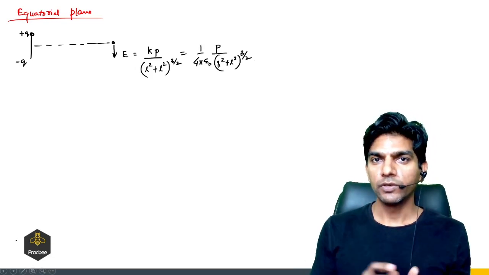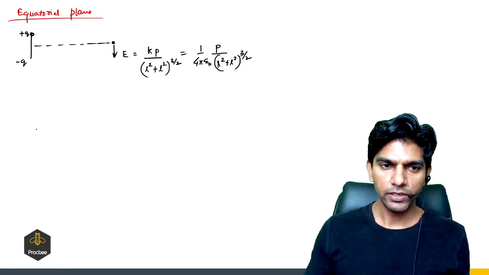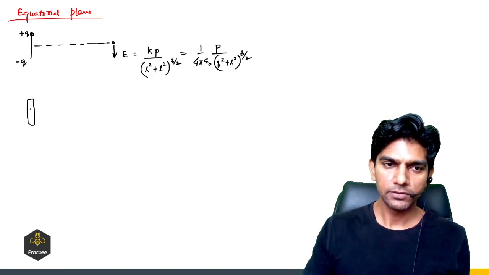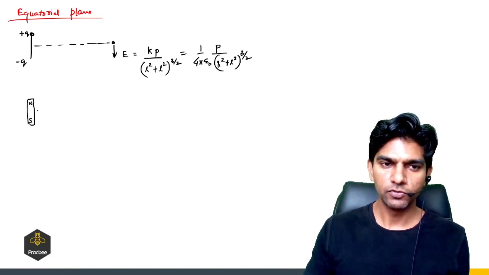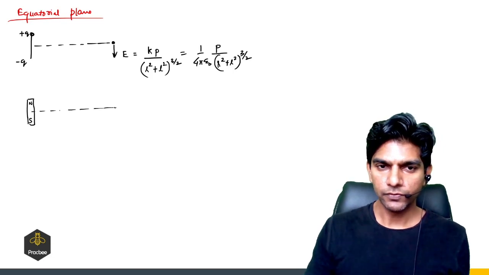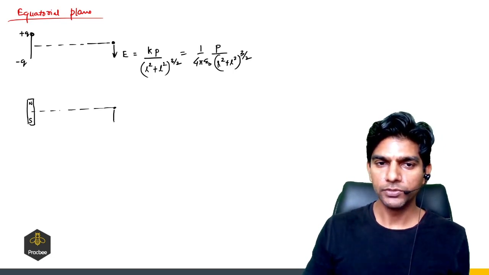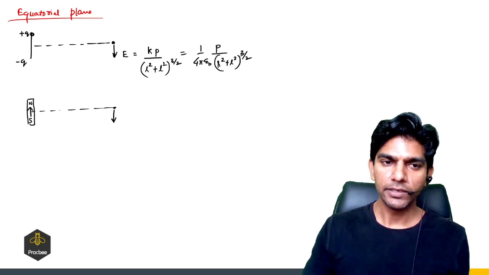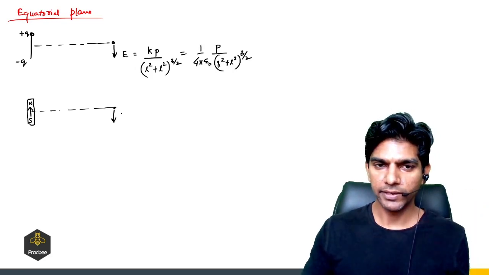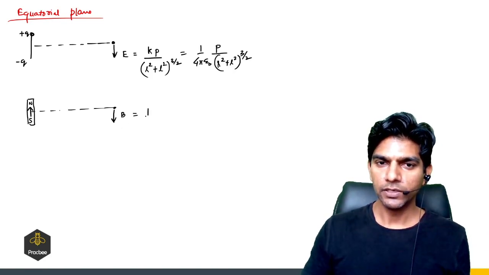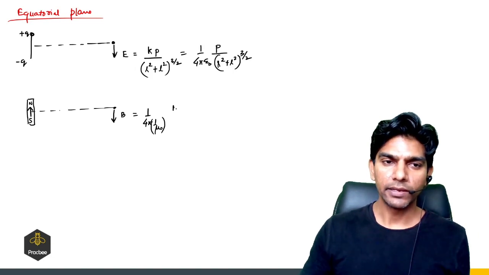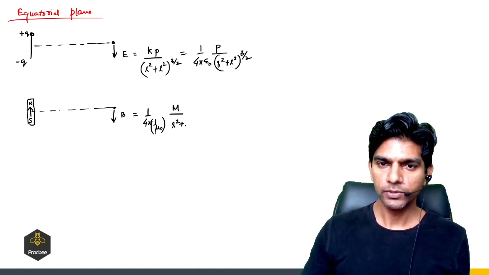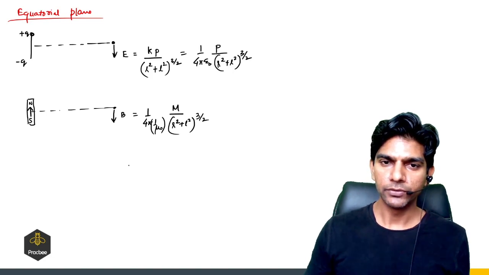Now if we want to derive the formula for magnetic field, this is our bar magnet. North pole is upward, south pole is downward. And we want to find the magnetic field at this location. It will be opposite to magnetic dipole moment. So magnetic dipole moment is from south to north, and here the magnetic field will be north to south, in the downward direction. And this B can be written as 1 upon 4 pi times 1 by mu naught. So I have replaced epsilon naught with 1 by mu naught and electric dipole moment with magnetic dipole moment, over r square plus L square raised to power 3 by 2.